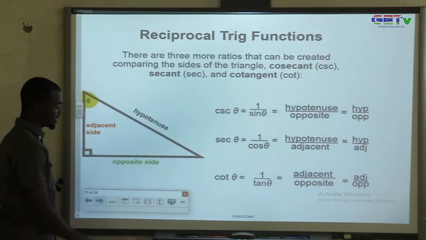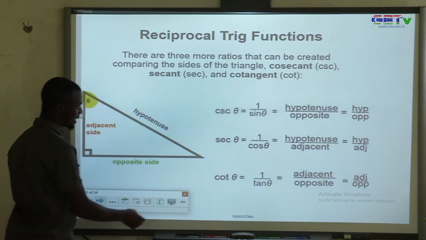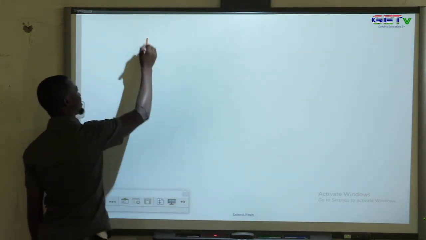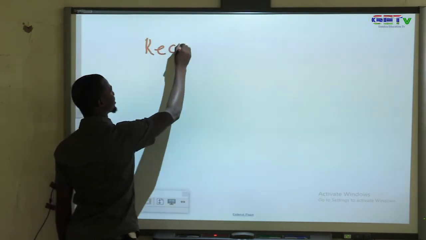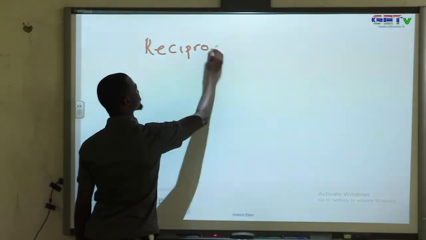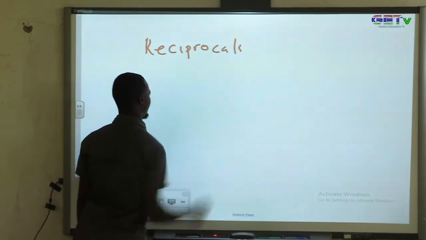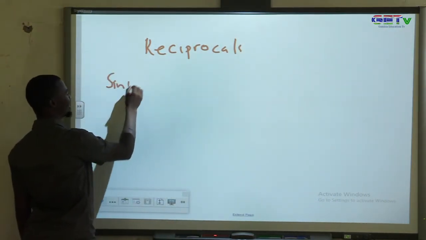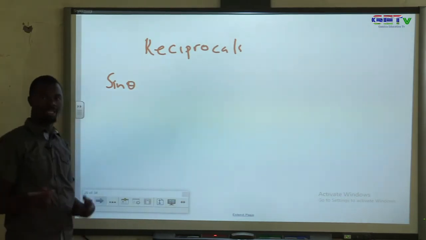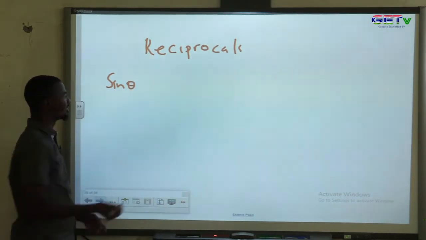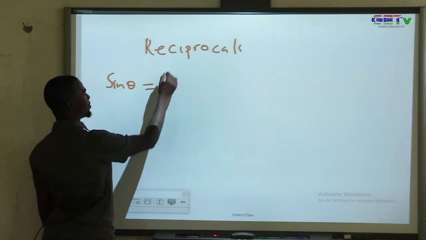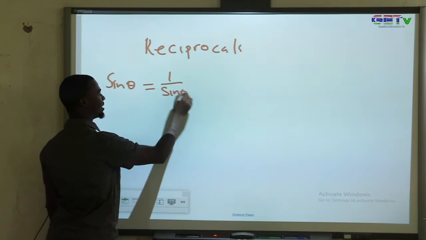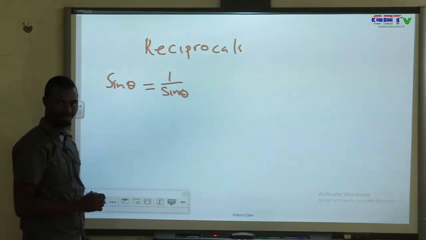The next slide is reciprocals. Now, reciprocals. We look for sine theta. What is the reciprocal of sine theta? This will be the same as 1 over sine theta. That is the reciprocal for sine theta.